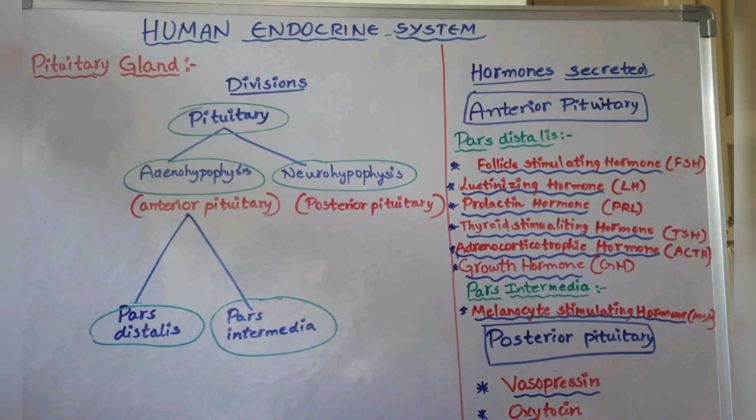The pars distalis region of the anterior pituitary secretes follicle stimulating hormone, luteinizing hormone, prolactin hormone, thyroid stimulating hormone, adrenocorticotropic hormone, and growth hormone. The pars intermedia region of the anterior pituitary secretes a hormone called melanocyte stimulating hormone. The posterior pituitary secretes two hormones known as vasopressin or ADH, and oxytocin.